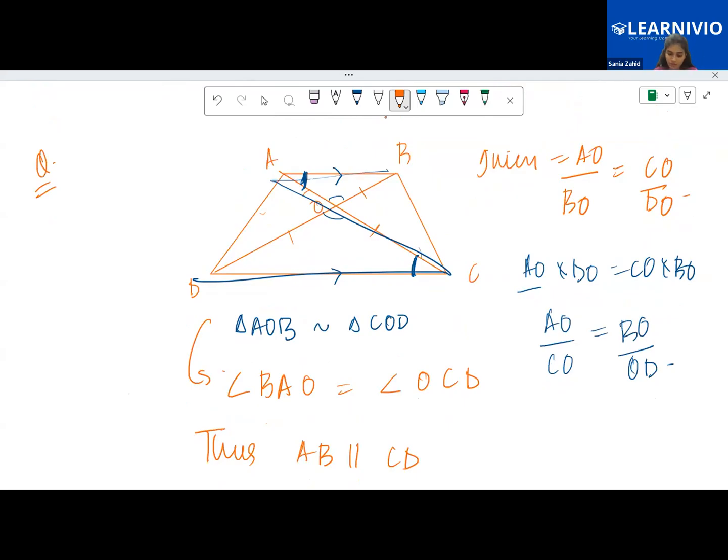Let me see your proof. Your proof was going right midway. The similarity you did right, so that's why I gave you marks. But in this last part you got confused.